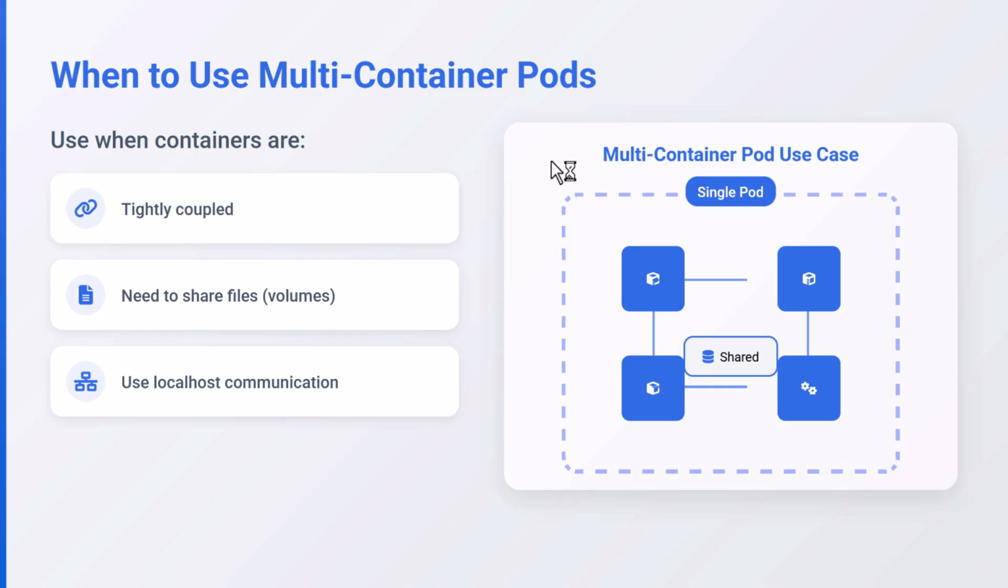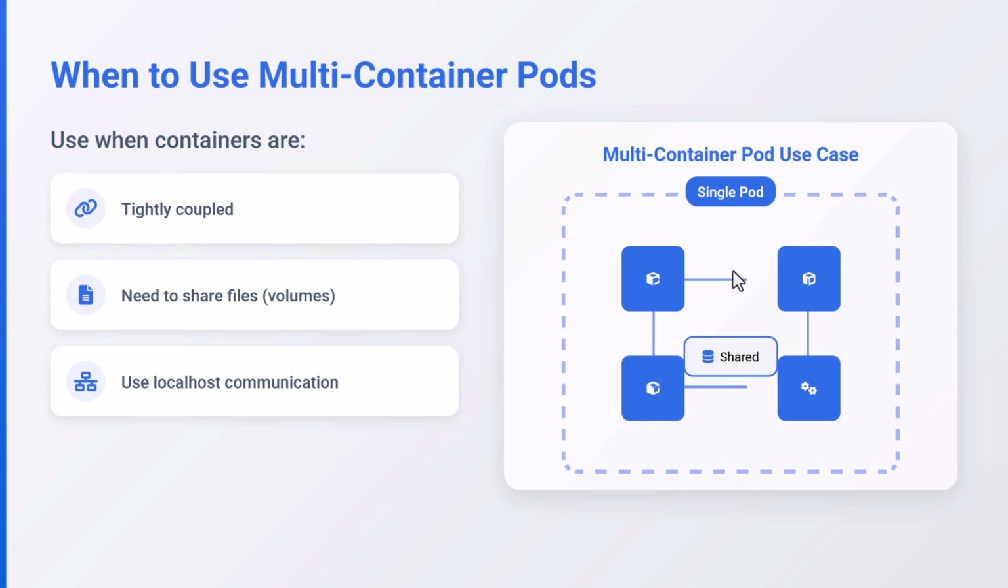Second, when containers need to share files or volumes. For instance, maybe one container writes logs to the shared volume and the other container reads and processes them. And finally, when the containers need to talk to each other over localhost. Since all containers in a pod share the same network namespace, they can communicate like they are on the same machine using localhost. On the right here, you can see in the diagram a single pod with 4 containers inside. They are all sharing the same common resources like storage and networking. This is a great example of how multiple containers can work together efficiently inside a pod.